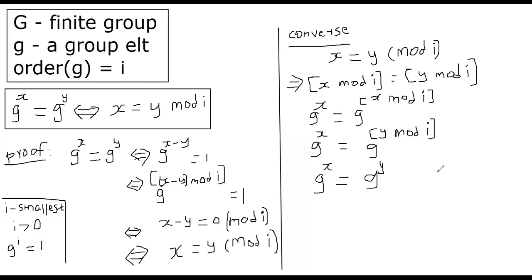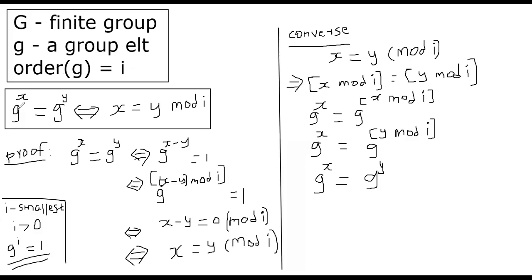Hello, welcome back. In this segment, I wanted to talk about a basic proposition we need for a couple more segments. Let us assume that we are given a finite group G and a group element small g with its order being I. It's the smallest value for which g power I is 1. That is the meaning of the order. We talked about it earlier.